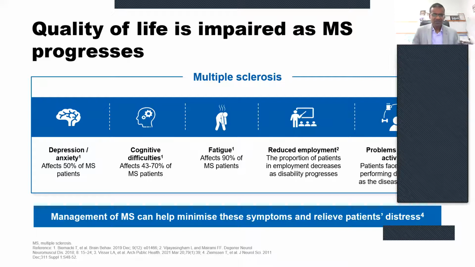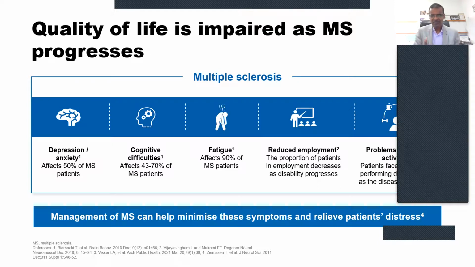And the quality of life is definitely impaired as the MS progresses. Half the patients have depression or anxiety, and about another half have cognitive difficulties. Initially, we thought that MS affects only myelinated fibers. Now we know that axons also are affected, and many patients have dementia or cognitive issues. Fatigue is common. Almost all patients with MS report fatigue, and because of MS, employment reduces.